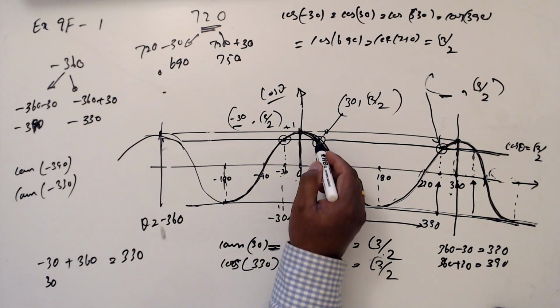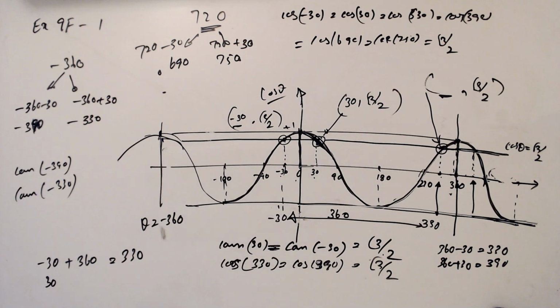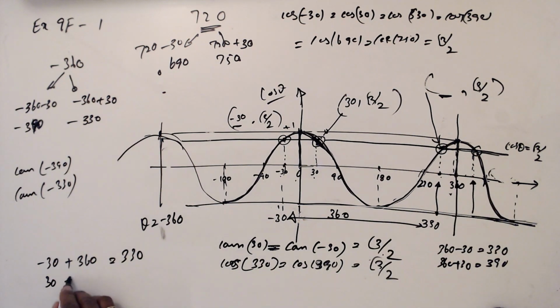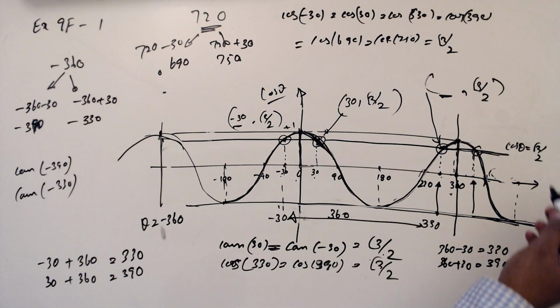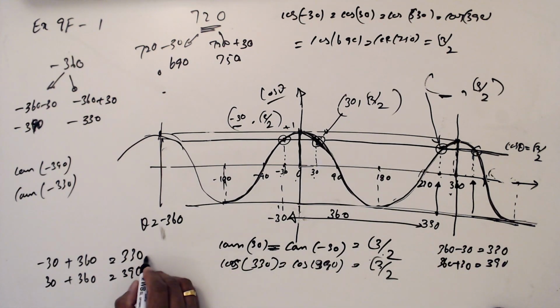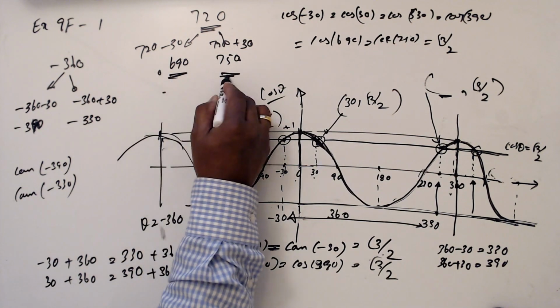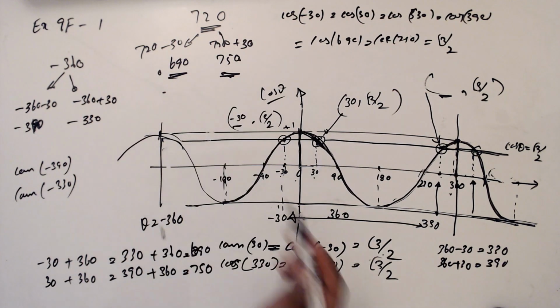To find the other shape, same as this, is going to be here. What is the distance from here to here? Again 360. It means this is going to be 390. Now, if you want to go to 750, then again you add 360 to this 390. Those two, 690 and 750, right?